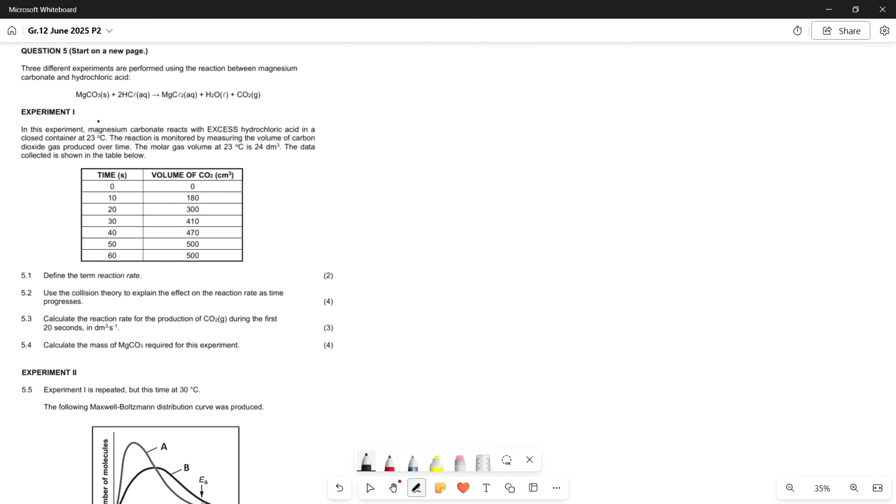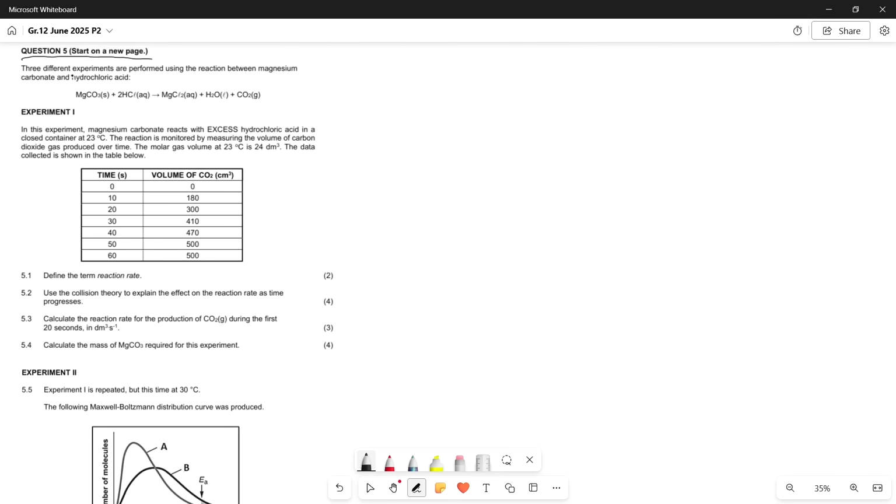Cool. So if rate of reaction is getting a bit confusing at the moment, we're about to break down question 5 over here of the June 2025 chemistry paper, where we're going to look at the standard form for a question, as well as some tips to help us orient ourselves when we're in this section. Okay, so let's jump right in.